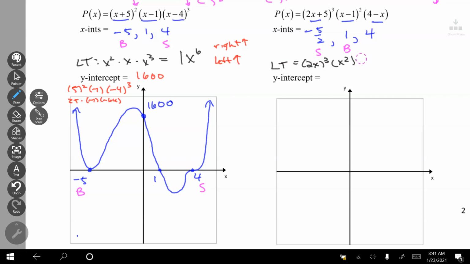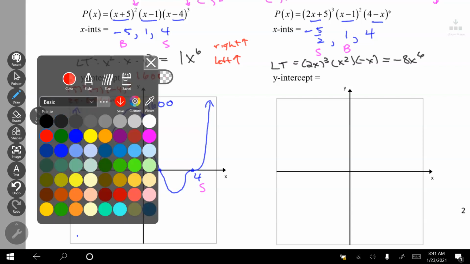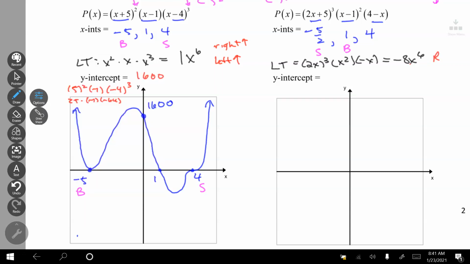There's my thing here. The last one will be -x. And I multiply it out, I get -8x to the 6. That means my right side with the -8 is going to go down, and my left side with the even power is also going to go down. I'll put little arrows here, down and down. And then my y-intercept, let me plug in 0, I'm going to get 5 cubed, -1 squared, 4. So that's 125 times 1 times 4. I get 500 as my x-intercept. I mean my y-intercept, excuse me.